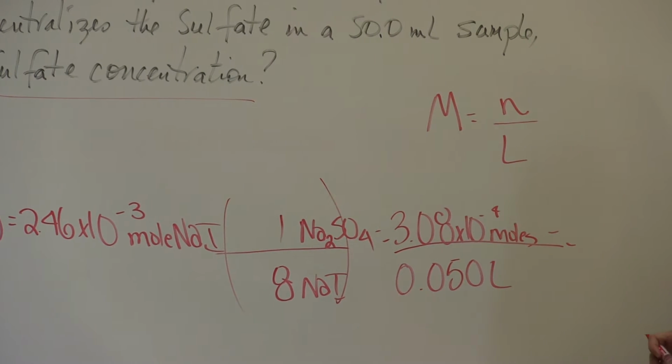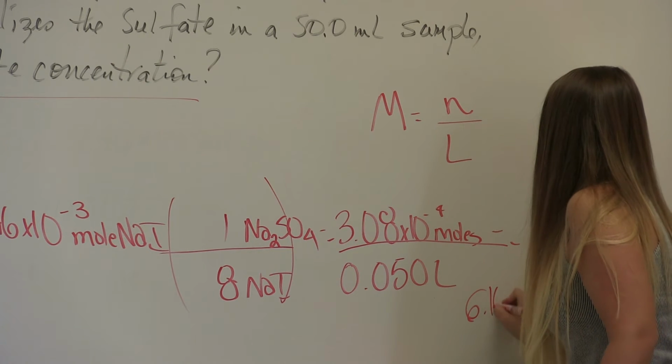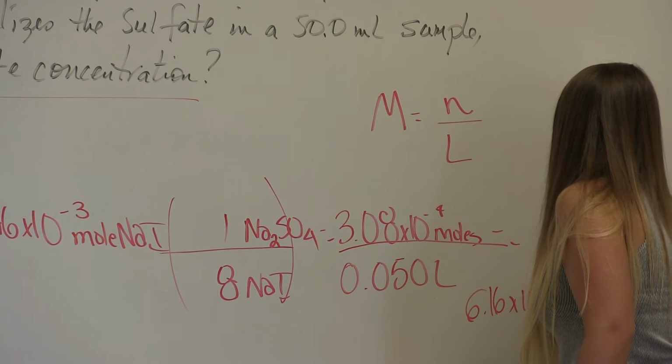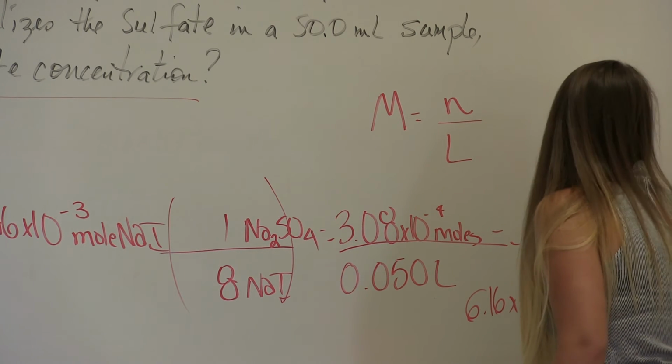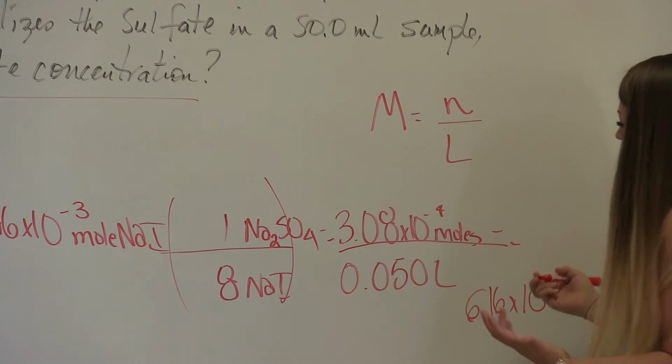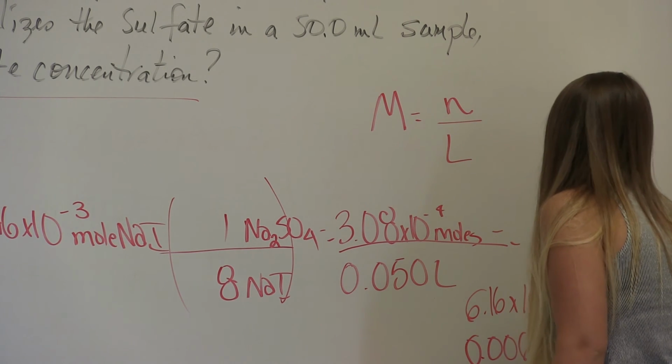So we'll get that the concentration of sulfate ions to be 6.16 times 10 to the negative third. If you were to just punch that into your calculator, you would have got 0.00616.